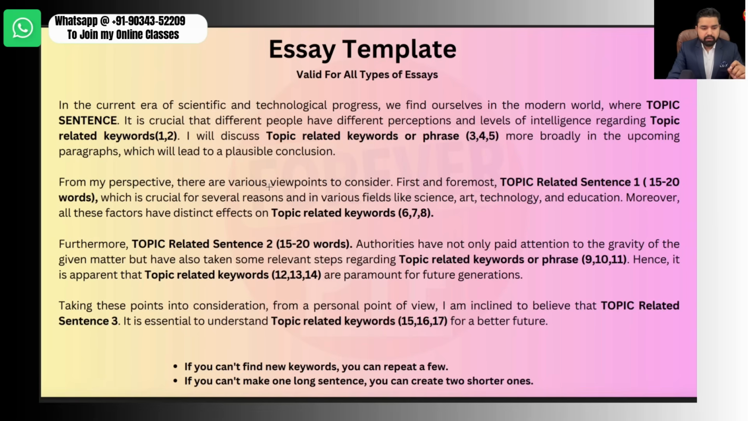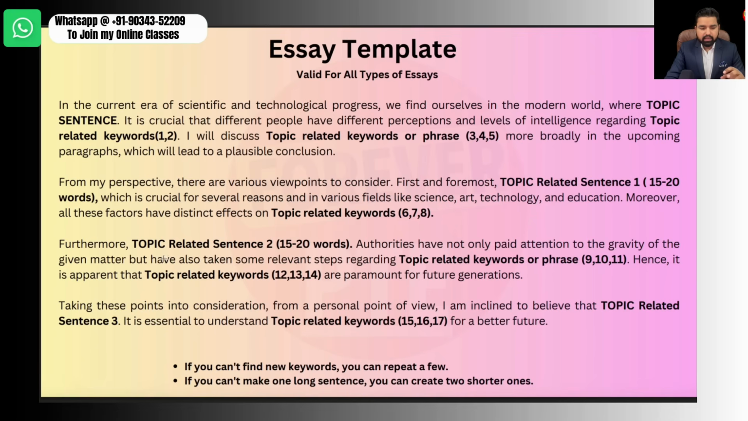Then in second paragraph, after this first and foremost, you are supposed to write a line. The line should contain at least 15 to 20 words, and it should be related to the topic. After that, there's a comma, which is crucial for several reasons and in various fields like science, technology, and education. Moreover, all these factors have distinct effects on. Again, you are supposed to write a few keywords here. Keyword number 6, 7, and 8.